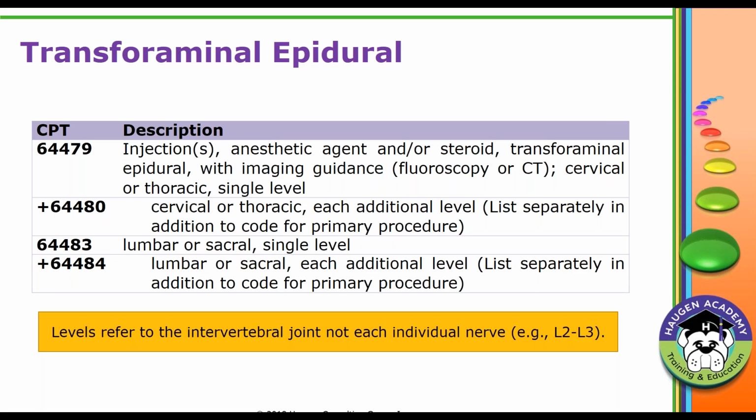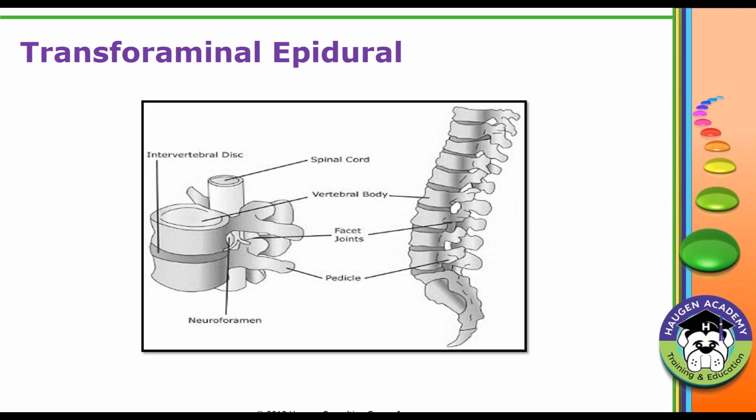It's generally used for patients that have herniated discs, and the injection can be performed at one or more levels. And when we say levels, it refers to the intervertebral joint. So the example I have on the slide is L2, L3. That's the joint space, not each individual nerve. So some of the terminology gets a little confusing, but if you try to think back to your anatomy, it does kind of make sense. Here you can see all the anatomy I just mentioned. So the spinal cord, the vertebral body, and then you can see the facet joints with the neuroforamen right there.